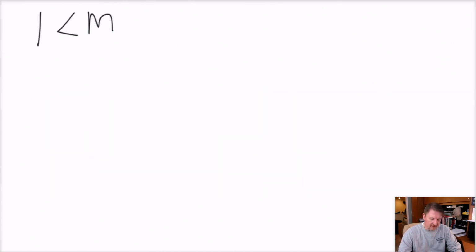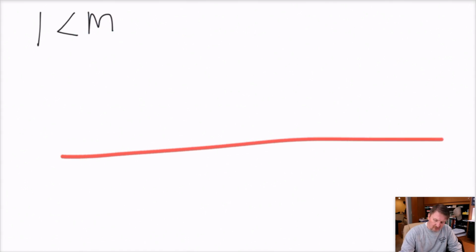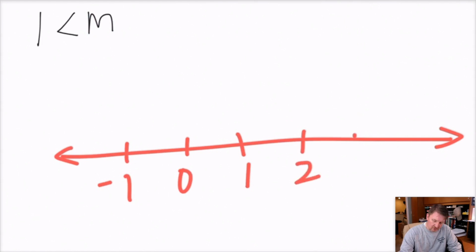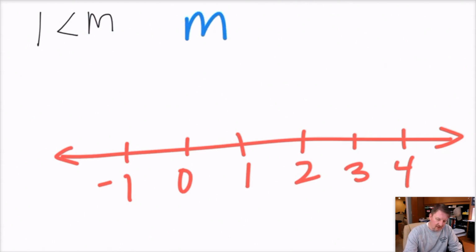Okay, and then here we have 1 is less than m. So I'm going to draw my number line. I'm going to draw 1. Oops, that's not a 1, that's a 0. I'm going to draw a 1. Over here would be 0, over here would be negative 1, this is 2, this is 3, 4, and so on. Okay, so it says 1 is less than m. So we can rewrite this to say m is greater than 1.